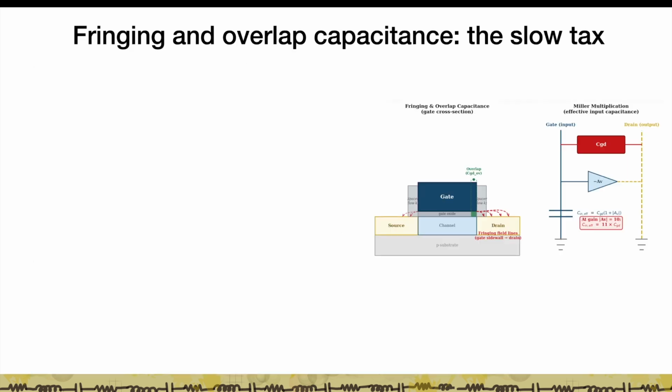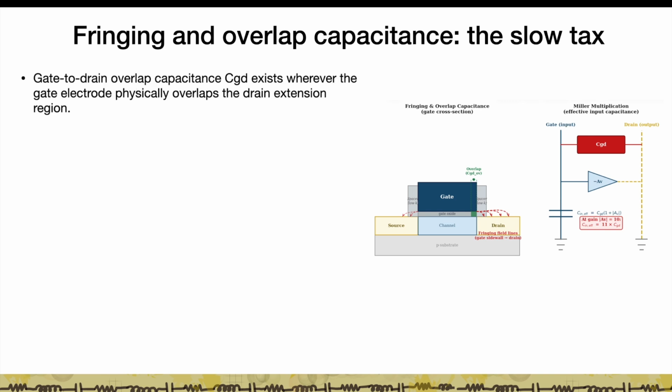Now, resistance slows you down by dropping voltage. Capacitance slows you down by taking charge. And the gate of a transistor, in the process of controlling the channel, also capacitively couples to the source, the drain, and the interconnects nearby, charging all of those unintentionally with every switching event.